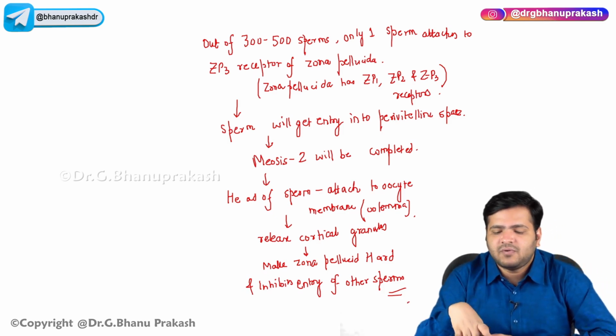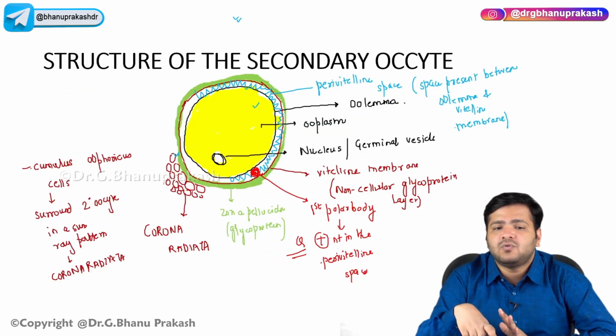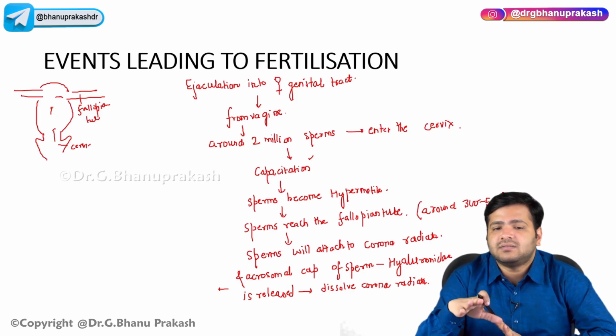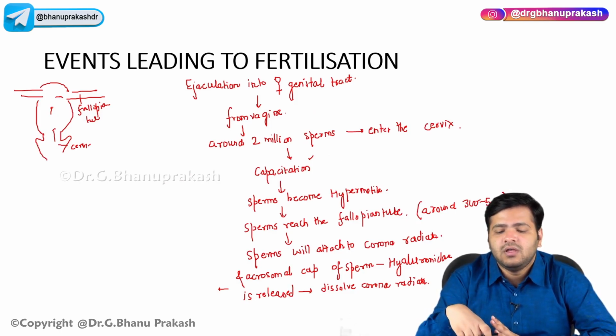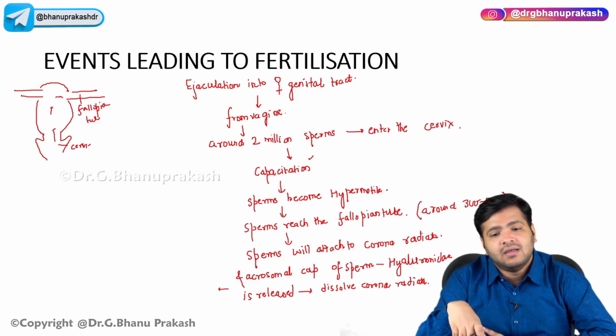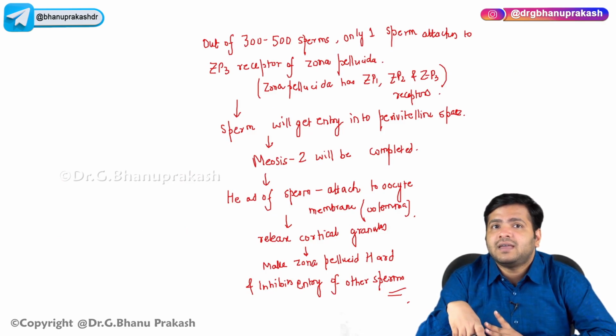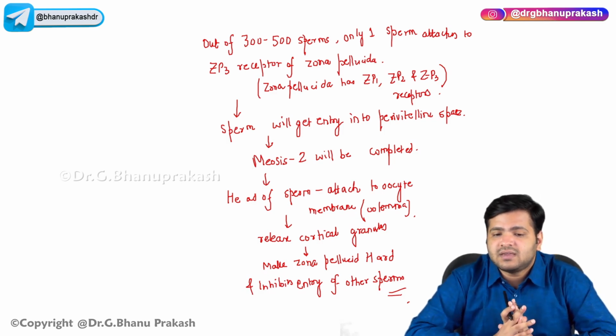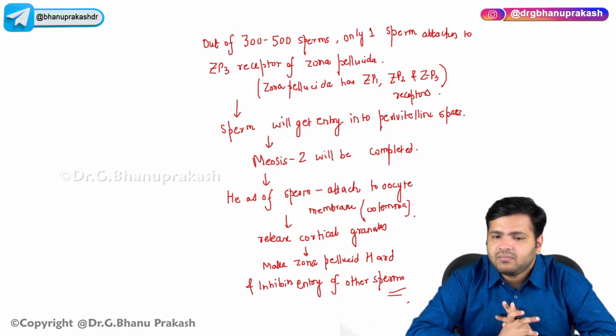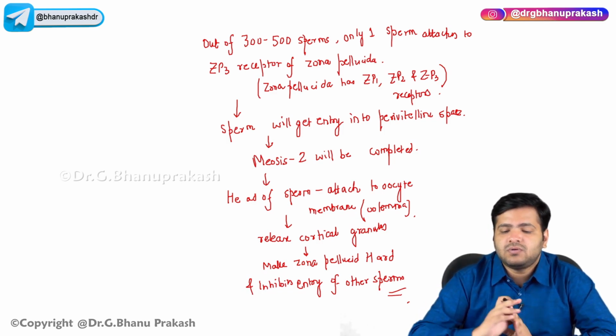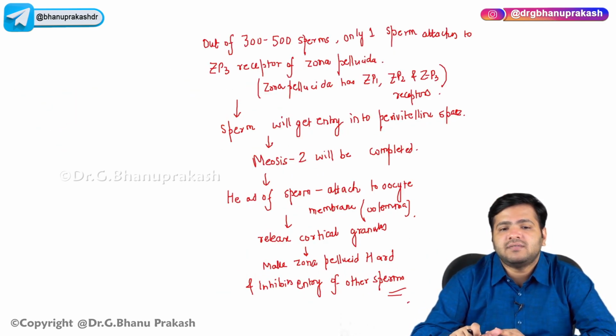So this is what is actually happening. Once you know the structure of the secondary oocyte, this is very clear. The secondary oocyte is covered with the oolemma. After that we have the vitelline membrane, then the zona pellucida. So what comes after the zona pellucida? The perivitelline space, and again it will attach to the secondary oocyte, right? So that is all about the events leading to fertilization.